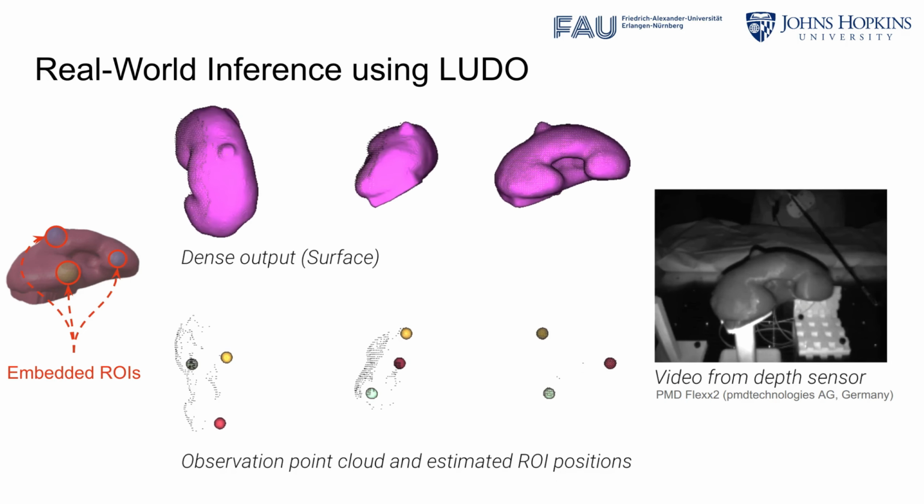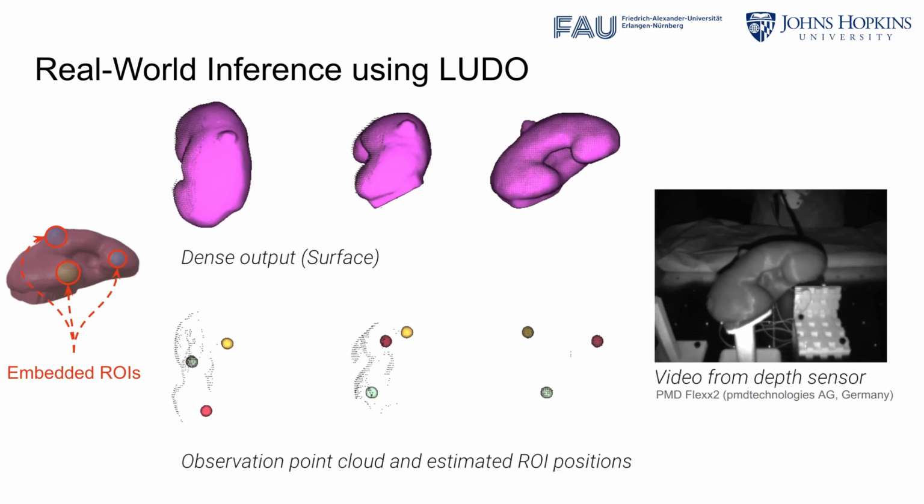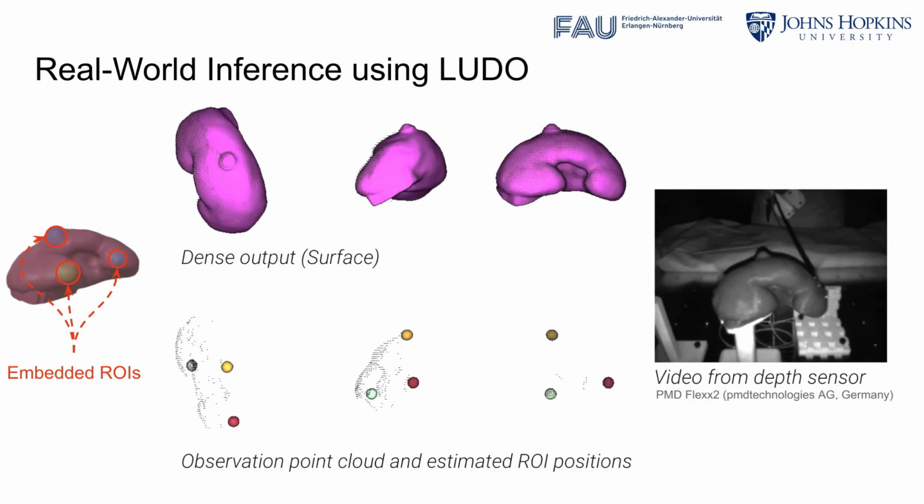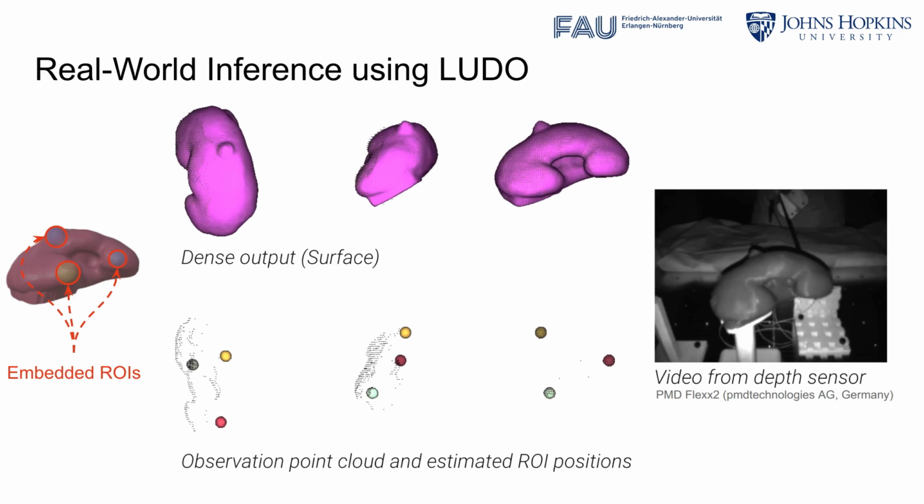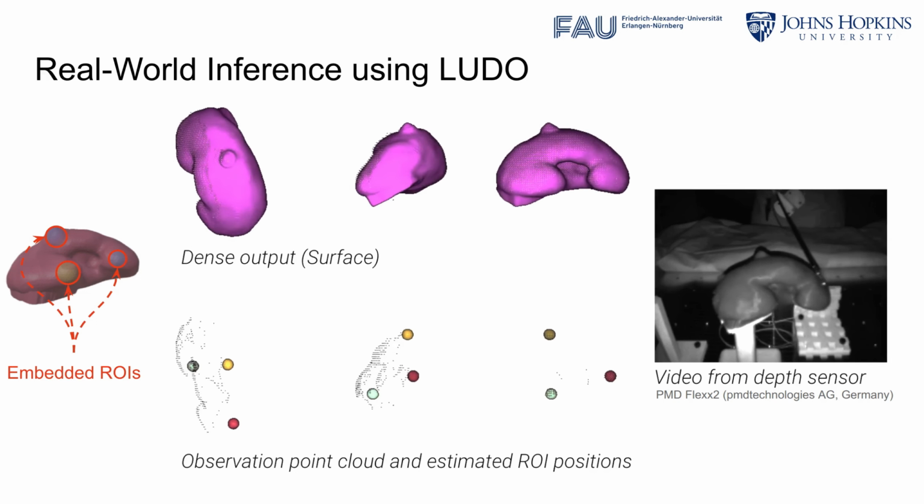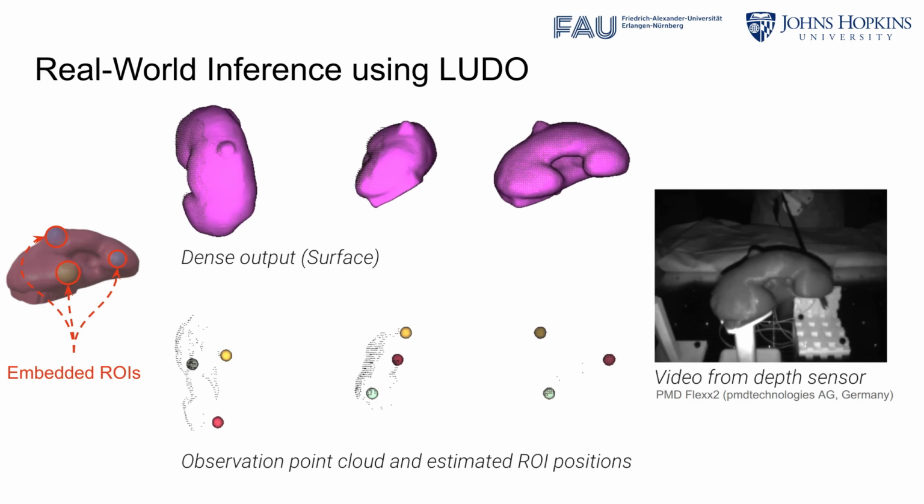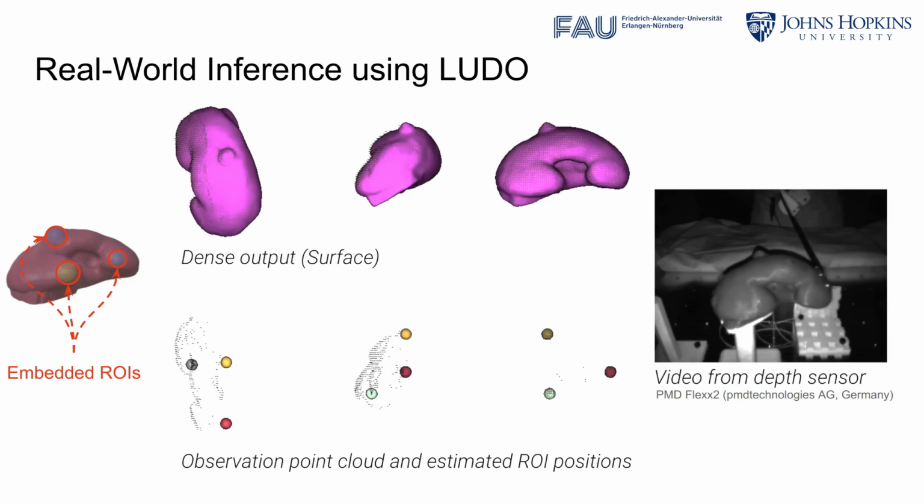In this example, we have a small organ-like structure with 3 embedded spherical ROIs, or regions of interest. As this object is deformed, LUDO provides structural information of the organ, seen in the top in pink, and the 3 embedded ROIs, seen at the bottom in the 3 different colors. The observation point cloud from the depth sensor is also overlaid and is visible in the bottom. On the right, you can see the video captured by the depth sensor while it was recording.